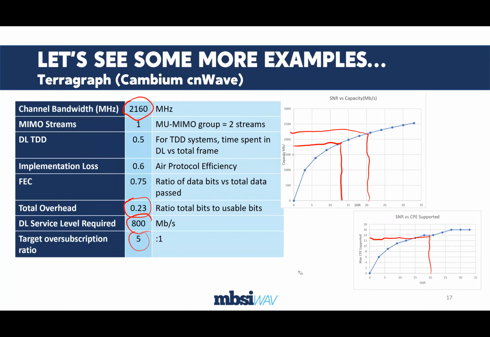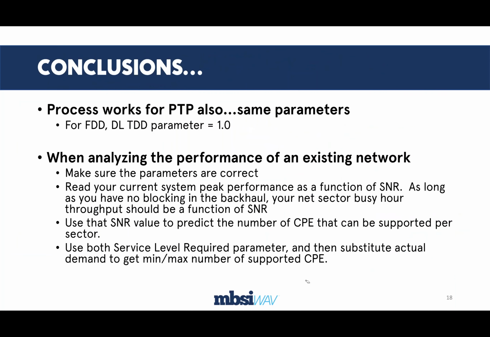All right. So this process can work for point-to-points also. All we need to know is the same parameters, right? We need to know that it's FDD, and we set the TDD efficiency to 1, because now we're transmitting continuously in both directions. Otherwise, there's forward error correction, but there's no turnaround or anything like that. So our efficiency is going to be 100%.